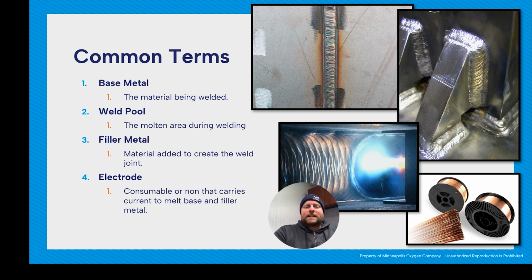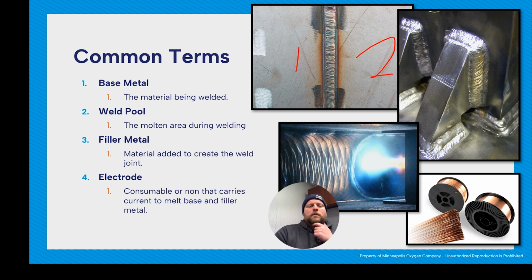First one's base metal, so that's going to be your material welded. If we look up here, we've got one side of base metal here, the second side of base metal here. Ooh, great drawing. And then in the middle, that's where they're joined with the weld joint. So our base metal is joined with our weld joint.